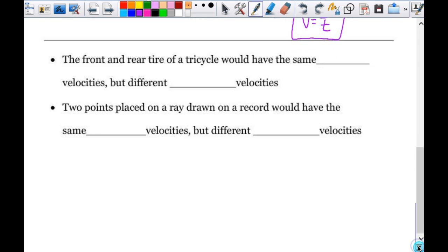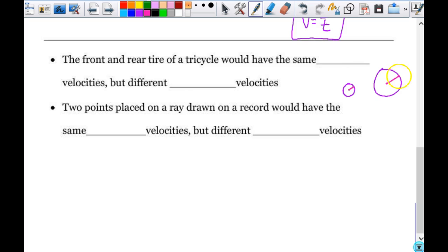That's good. All right, so then we have the front and rear tire of a tricycle. I'm not even going to try and draw a tricycle, but what's the difference most of the time in the front and rear tires? The size. The back ones are smaller and the front ones are bigger. So it's something like that if you look at it from the side, right? Okay. So it says the front and rear tire of a tricycle would have the same blank velocities but different blank velocities. So do you think that these two tires, so I'm just going to draw my little radius here, which velocities do you think would be the same, the angular or the linear?